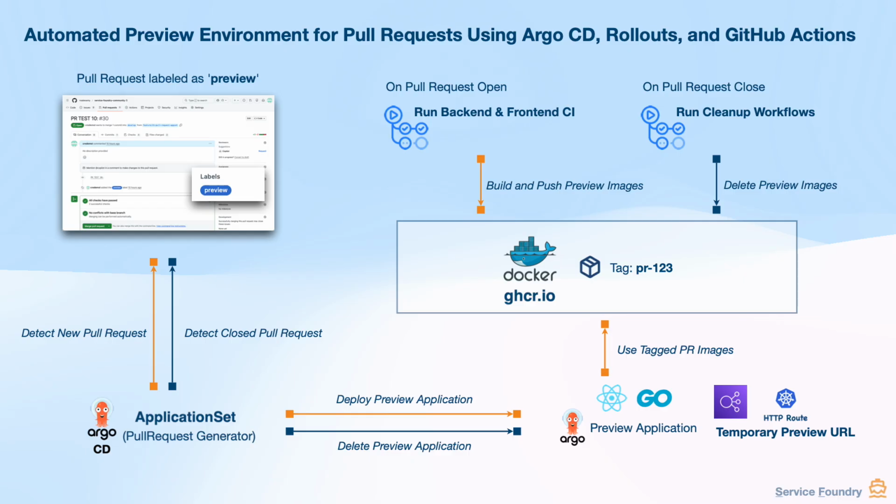However, creating preview environments for every pull request can be resource-intensive and unnecessary for minor changes. To optimize resource utilization, this strategy employs an opt-in mechanism. Preview environments are created only when explicitly requested by adding the preview label to a pull request.